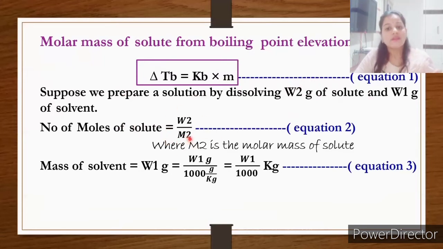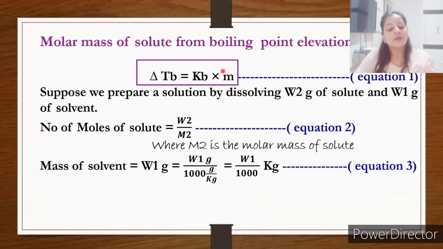In this case, the solute we are taking is W2 grams. Therefore, the number of moles of solute will be W2 grams upon the molar mass, that is M2. Let me consider that M2 is the molar mass of solute and M1 is the molar mass of solvent. So the number of moles of solute will be W2 upon M2.